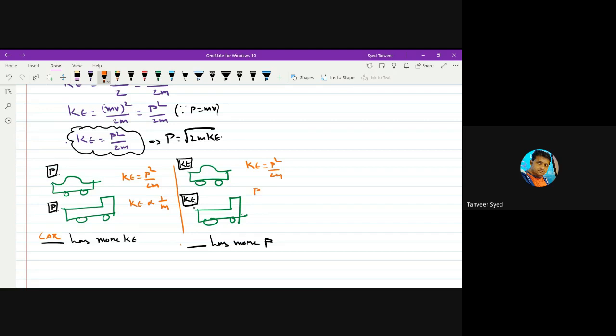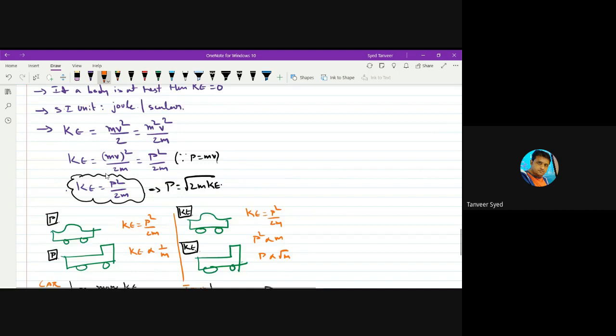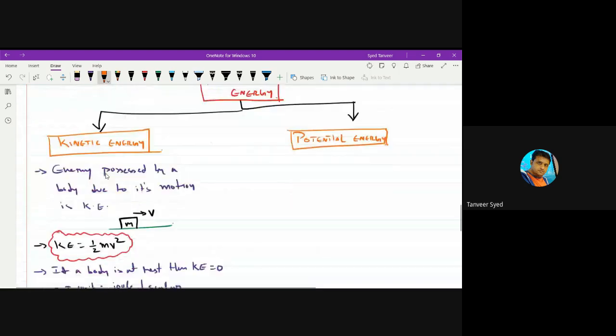That means P square is proportional to m, or P is proportional to root m. So greater the mass, greater the momentum. Truck has more mass, so truck will have more momentum. Okay, right. This is kinetic energy.